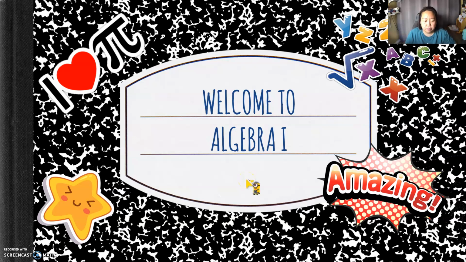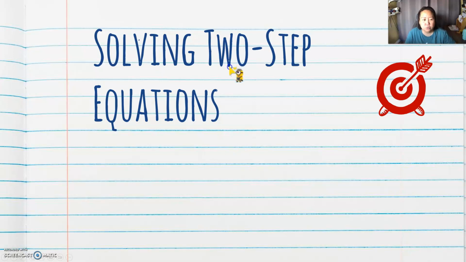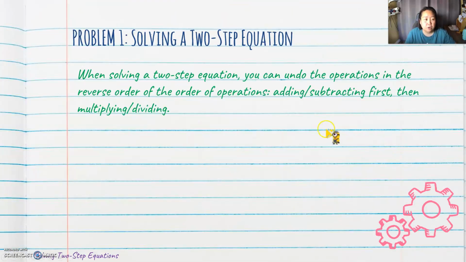Hello! So we will be working now on the next lesson, and that is going to be solving two-step equations. Our goal for this topic is to solve two-step equations in one variable. When we are solving a two-step equation, we start with the operations and work with them in the reverse order of PEMDAS.